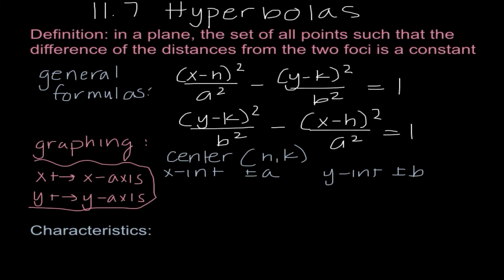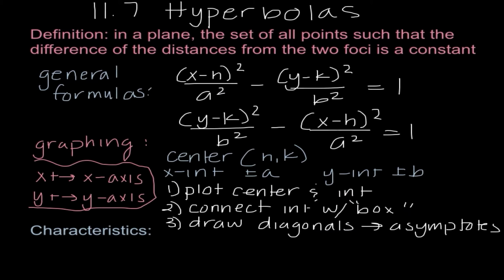Okay, so if x is positive, so if it looks like this first general formula, that means we're going to graph it around the x-axis, and we know the x-axis goes right and left. If y is positive, then we're going to graph around the y-axis, and we know that the y-axis goes up and down. Okay, so this is one of the things we don't necessarily need to write out, but we definitely need to know.